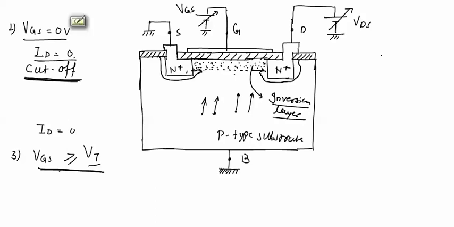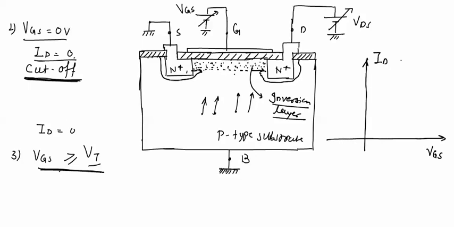So in this case we will draw the transfer characteristics of the enhancement type MOSFET. We have applied a positive gate to source voltage and we will note this drain current ID. When VGS equals 0 volt, there will be no channel between the source and drain terminal, hence drain current ID will be equal to 0.